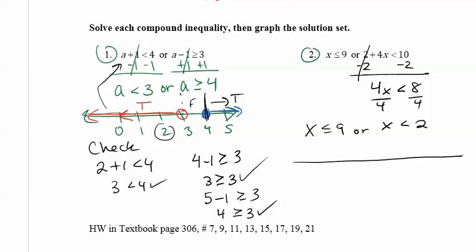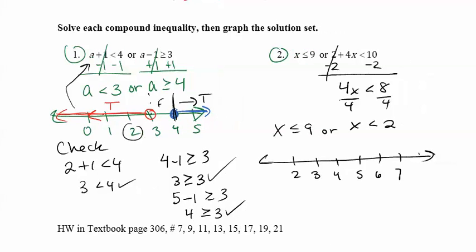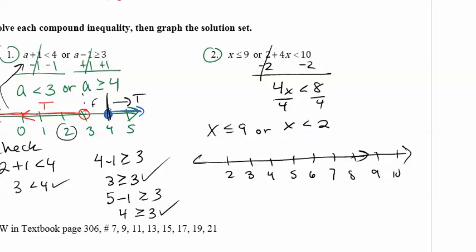So let's graph that all in one. So I have 2, 3, 4, 5, 6, 7, probably need some more room, 8, 9, maybe 10. Okay, so there is my graph. So let's graph x is less than or equal to 9. 9 is here, 9 is included in my solutions, and it's less than or equal to, so it points left in this direction and goes on forever.